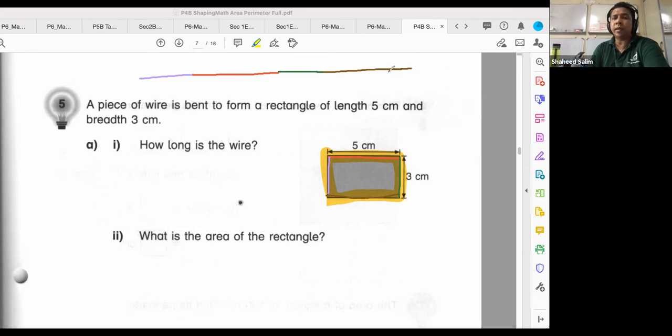Okay, can you see this wire? The brown is here. The red on top. The green is here. The purple is here. So they bend. So how long is the wire? You must find the perimeter lah. This plus this plus this plus this is the length of the wire.